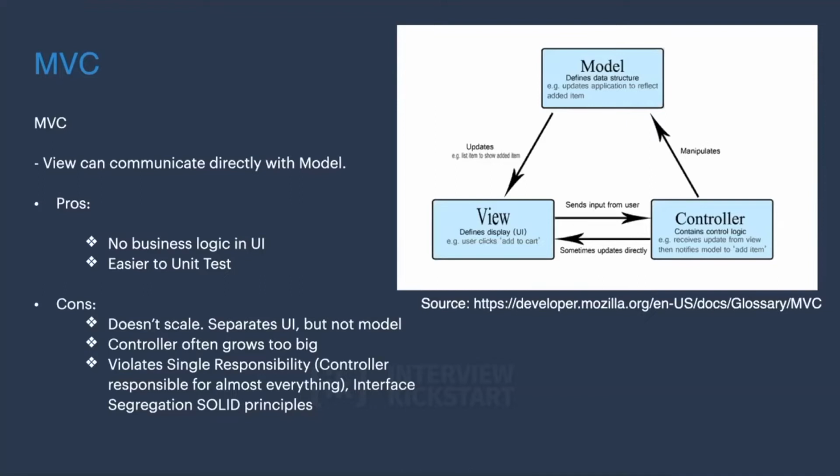So the pros are no business logic in the UI and it's easier to unit test, but there are a lot of problems here. It doesn't scale, and it separates the UI but not the model. The model is very much coupled with the view, and it violates the single responsibility principle, and also the interface segregation SOLID principle. So these are some of the pros and cons of MVC.